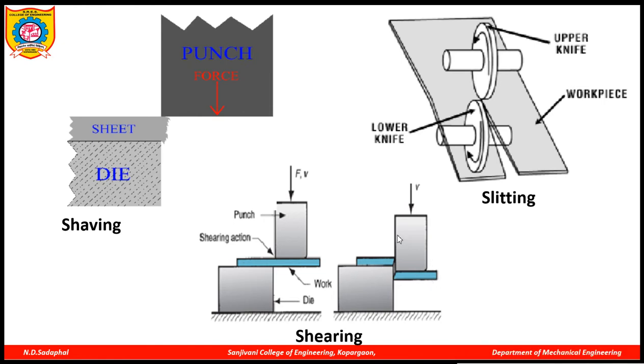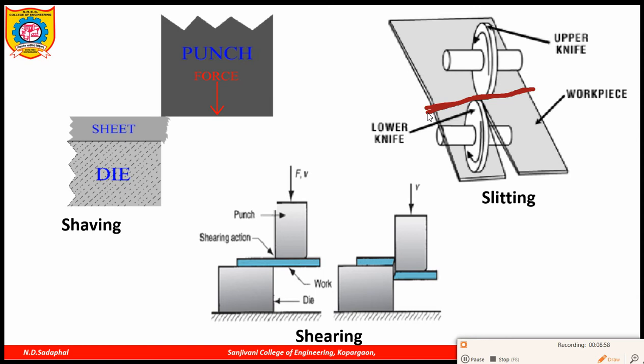Then shearing. Shearing is opposite to slitting. When you are cutting a workpiece along the width, means in this direction you are cutting, dividing a metal sheet into two parts along the width, then it is called shearing.